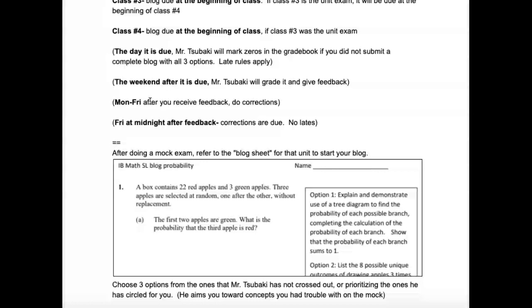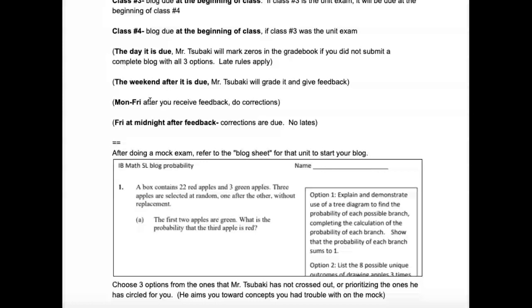Friday at midnight after feedback is given, so that's about 5 or 6 days that you are allowed to do corrections, you will submit the corrections. And that weekend I will grade the corrected version and give you your final grade, which can be as high as 100%.